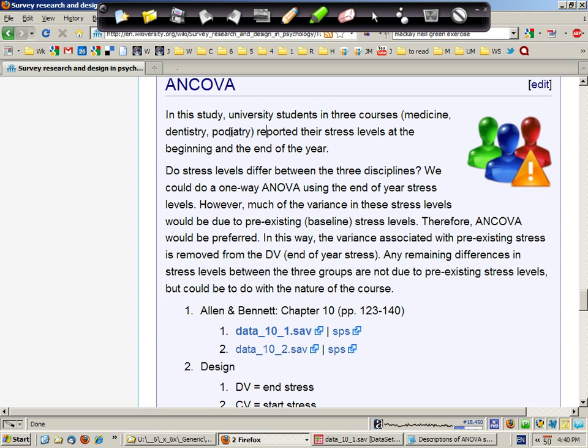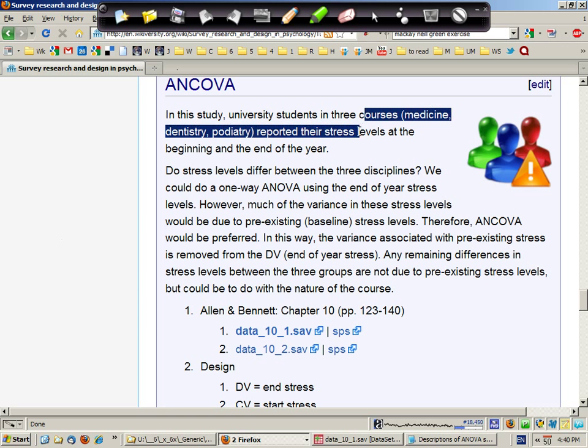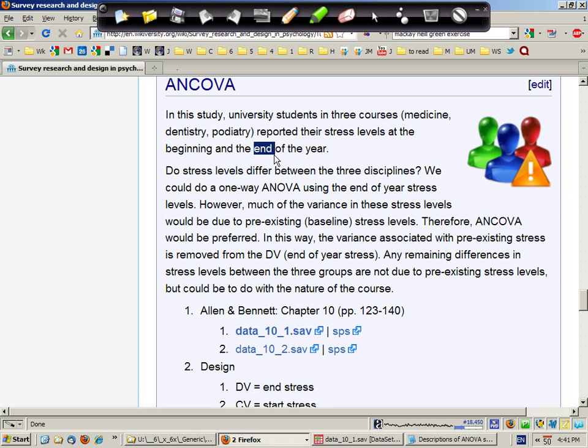So we could approach this as a mixed design. Time is the within subject variable and course is the between subject, or we approach it as a one-way between subject design, with stress at the end of the year as the DV, and use the beginning of the year stress as the covariate.